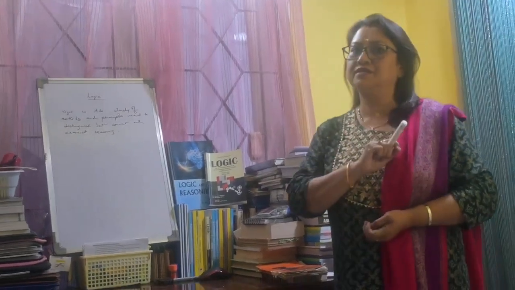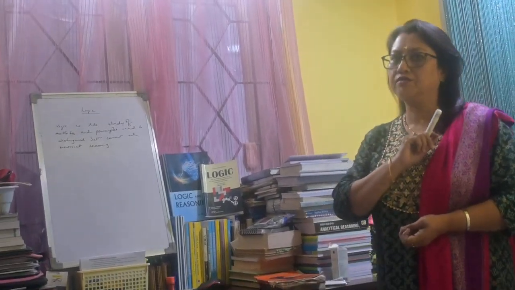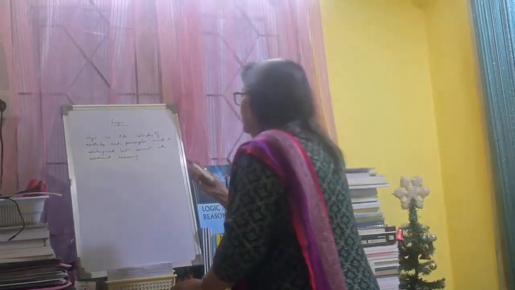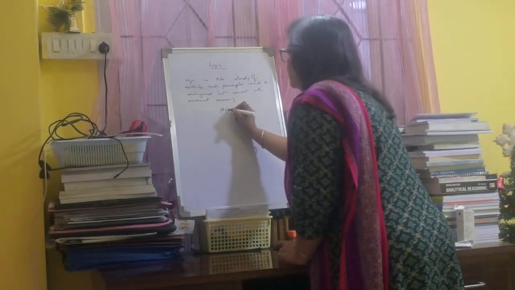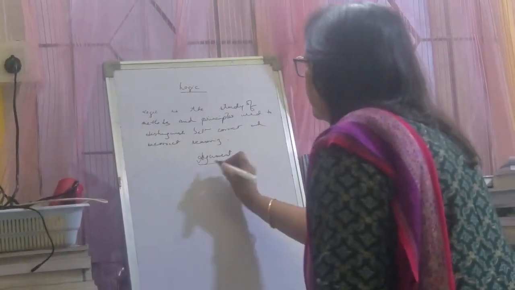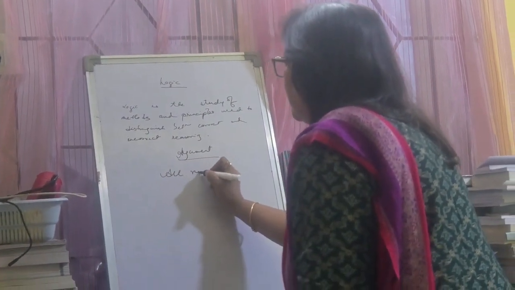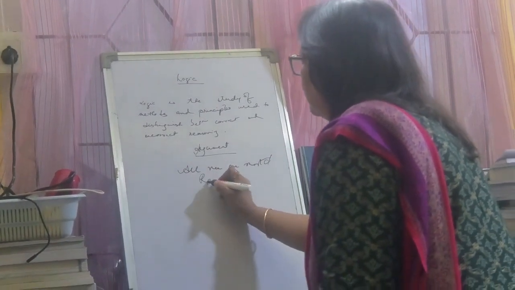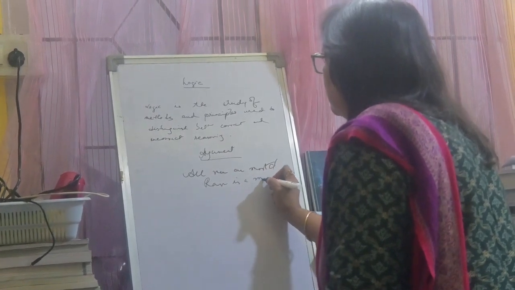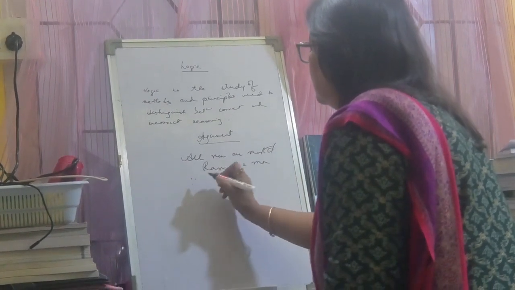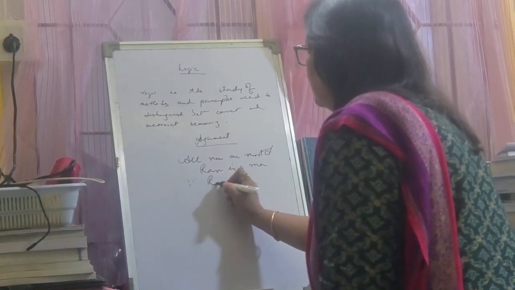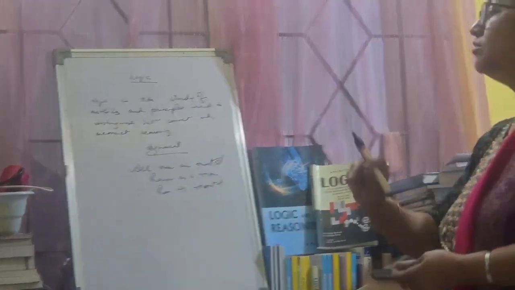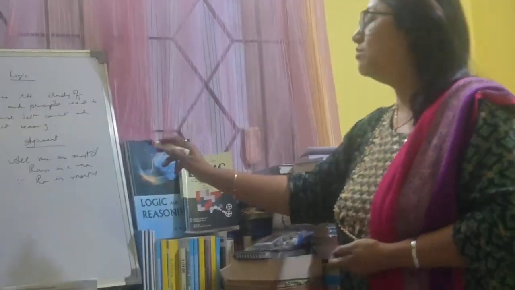Now the question arises, what is reasoning or argument? Let us see one example. This is an argument. All men are mortal. Ram is a man, therefore Ram is mortal. This is one argument. This is one valid argument.